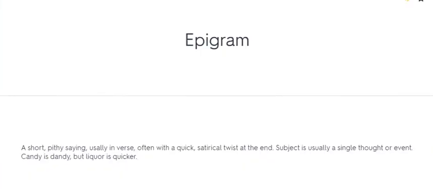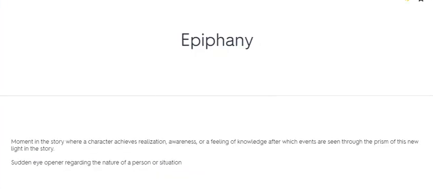Epigram. A short, pithy saying, usually in verse, often with a quick, satirical twist at the end. Subject is usually a single thought or event. Candy is dandy, but liquor is quicker.